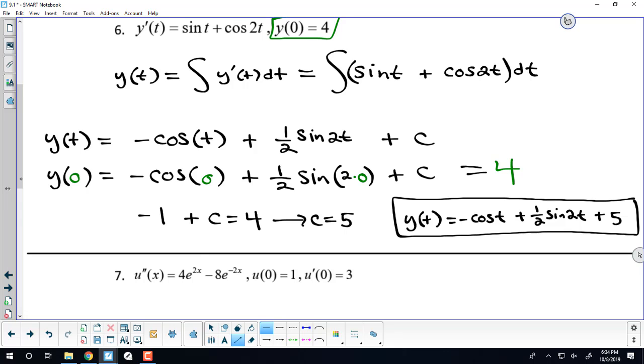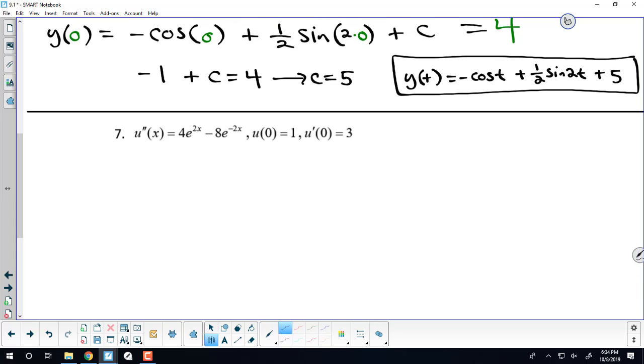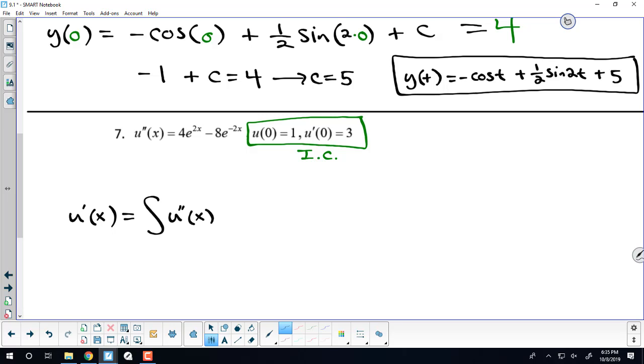Okay, and then the example 7, we just have a second derivative. So notice we're given two initial conditions here, because we'll get a constant with our first integration, and then we'll get a constant with the second integration. So we have those two initial conditions to find both of those constants. So we're going to integrate u double prime with respect to x to get u prime of x.